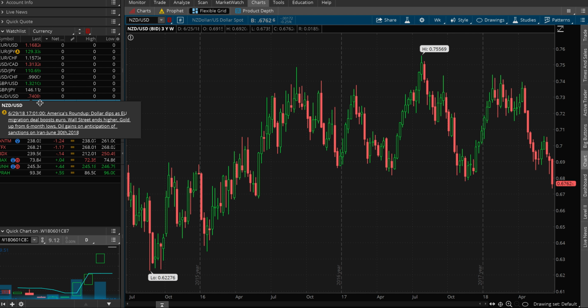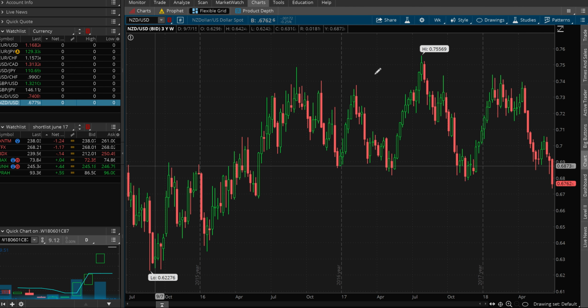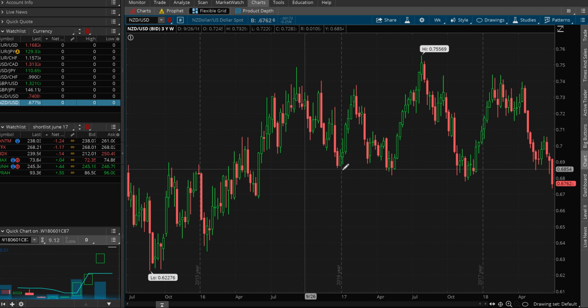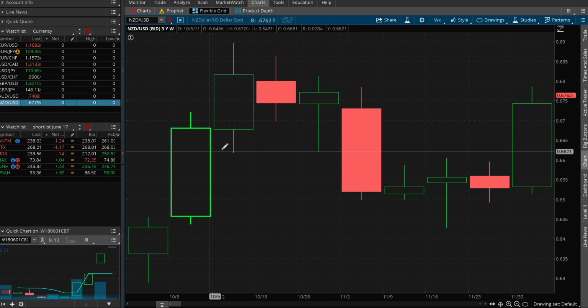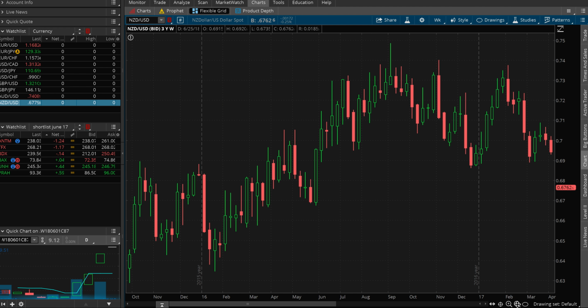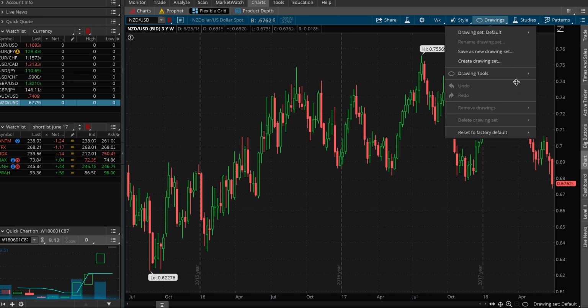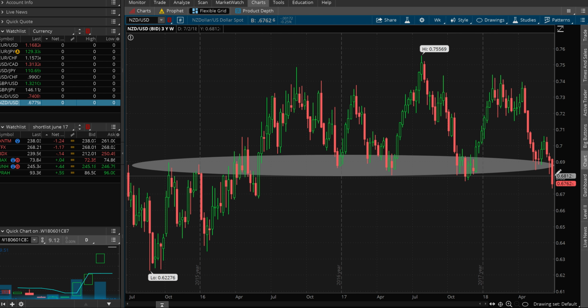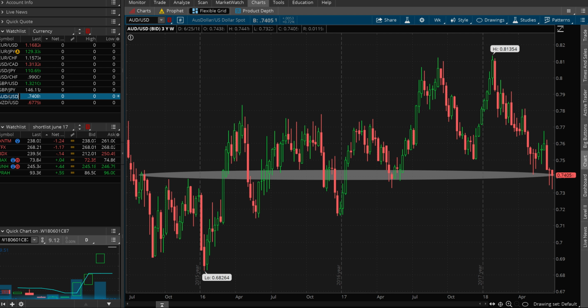New Zealand dollar on the weekly, I mean, it's going into all this region again. Zoom out. Right. So, I mean, the New Zealand dollar is not doing anything. The Aussie dollar, it might bounce.